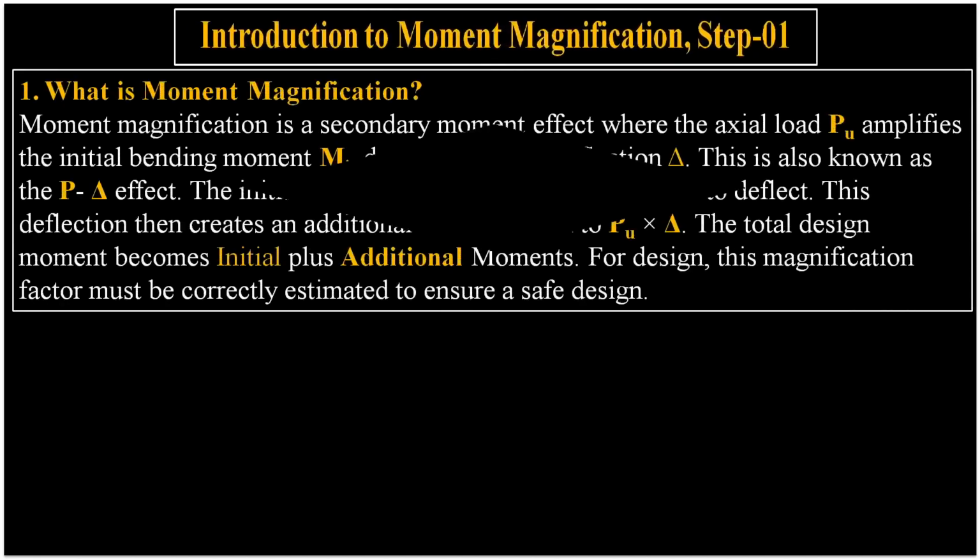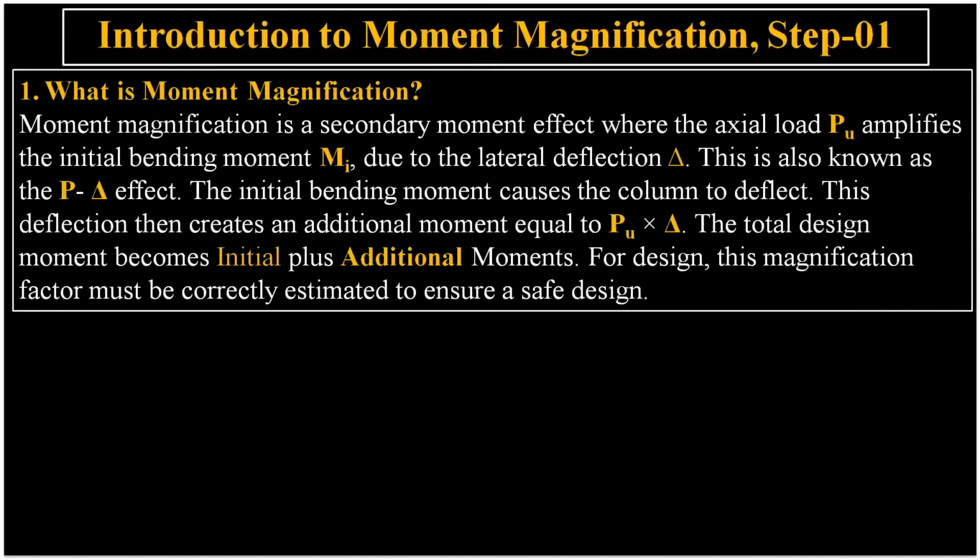Title of this slide is Introduction to Moment Magnification, Step 01. What is moment magnification? Moment magnification is a secondary moment effect where the axial load Pu amplifies the initial bending moment Mu, due to the lateral deflection delta. This is also known as the P delta effect.